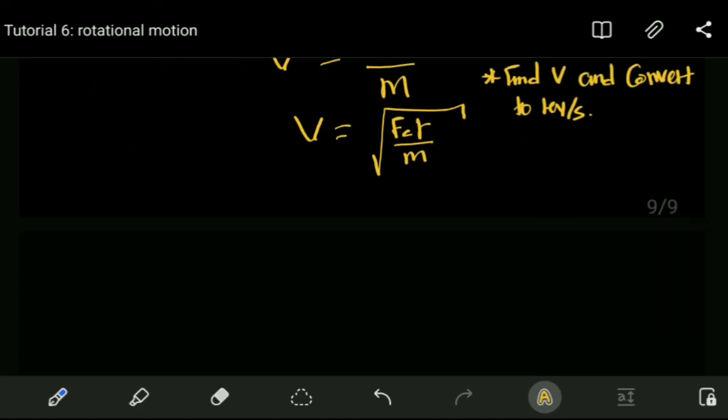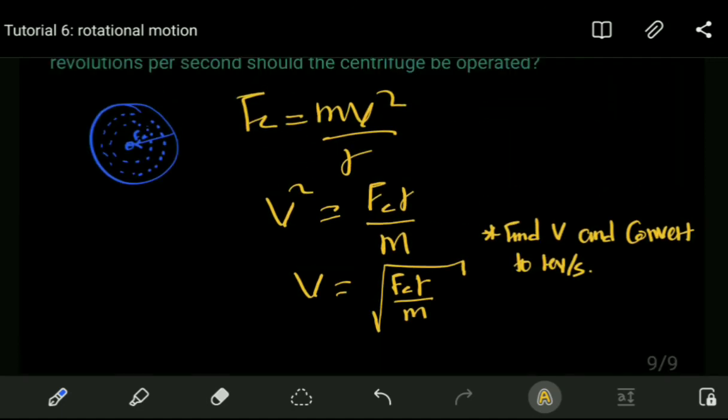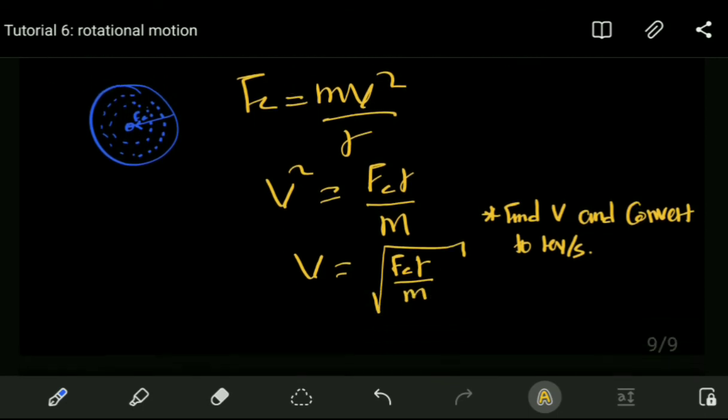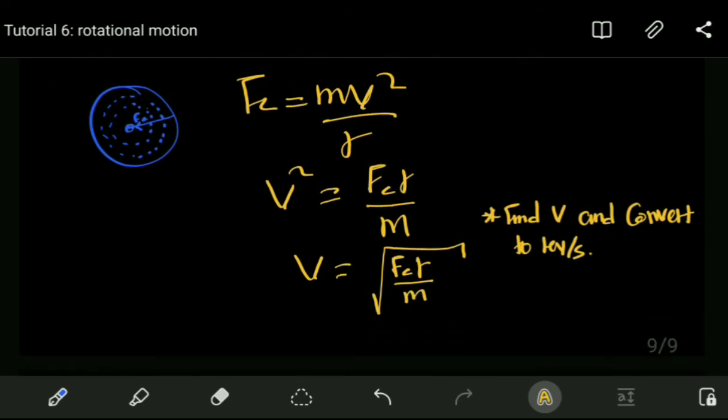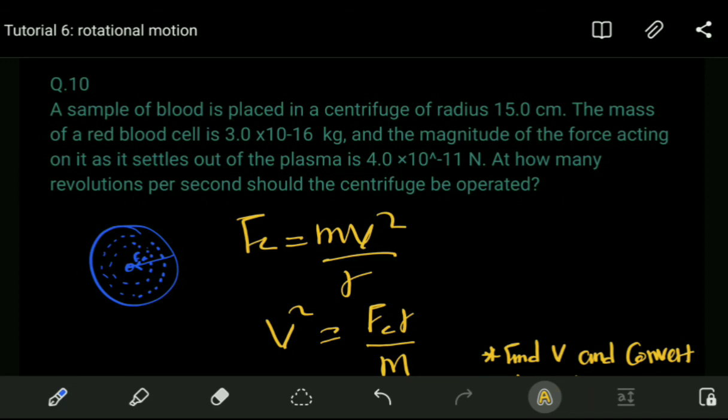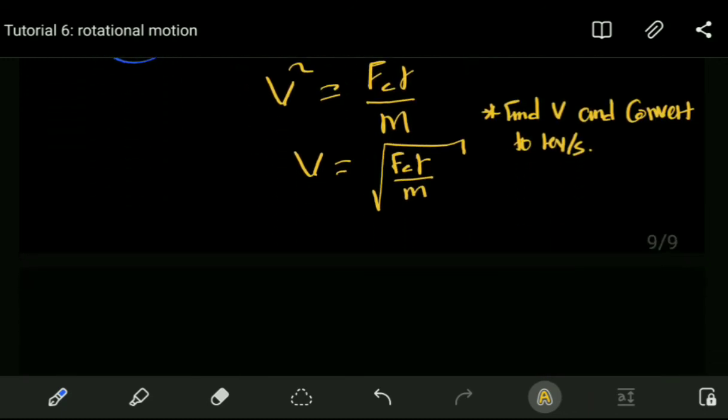Once we have found the speed in meters per second, we convert this speed to revolutions per second, because the question is asking at how many revolutions per second the centrifuge should operate. So you find v first and then convert that v to omega.